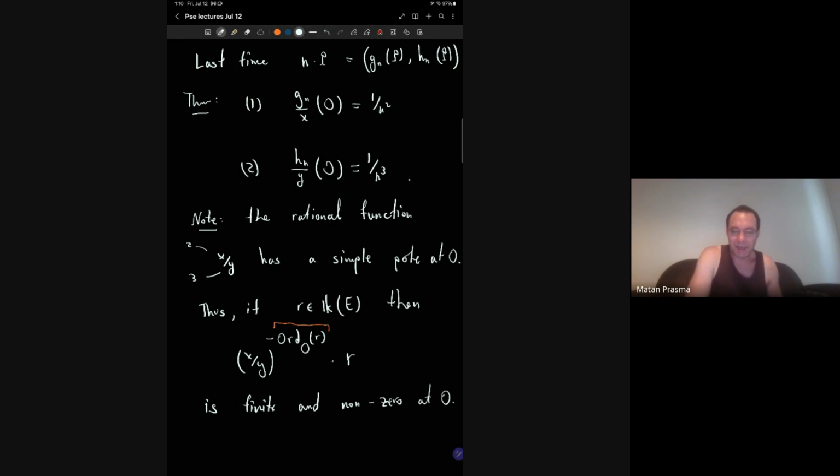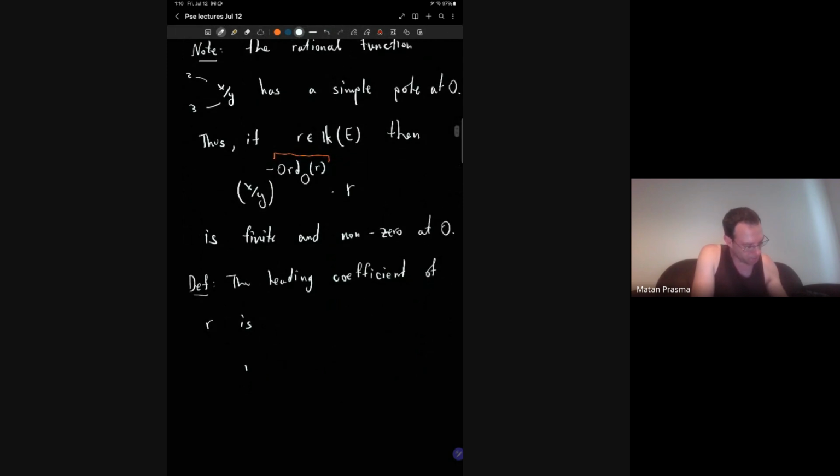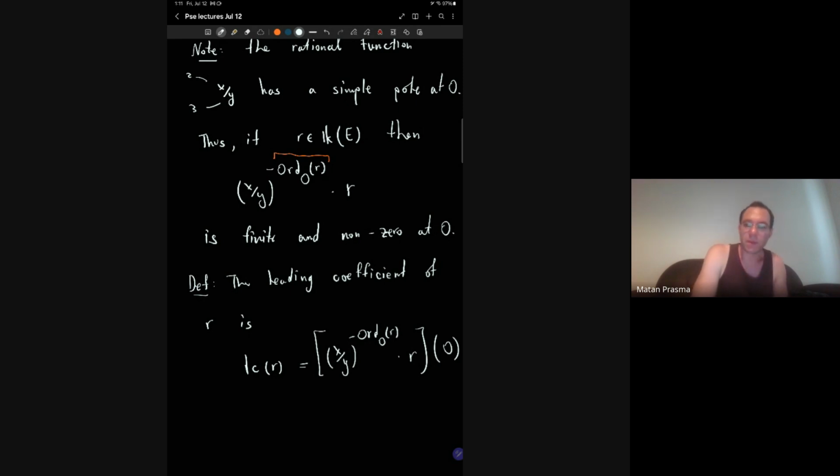Okay, so this is a small trick, but if it is finite and non-zero, we might as well ask what is its value at O, and its value is called the leading coefficient. The leading coefficient of R, LC of R, is exactly this function x over y to the minus of the order of R at O, times R, and all that evaluated at O. Okay?